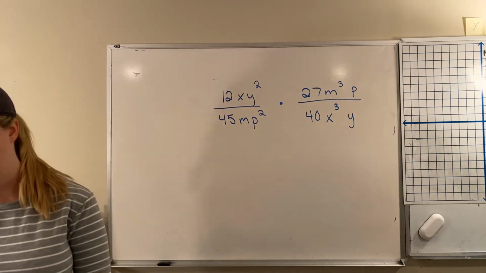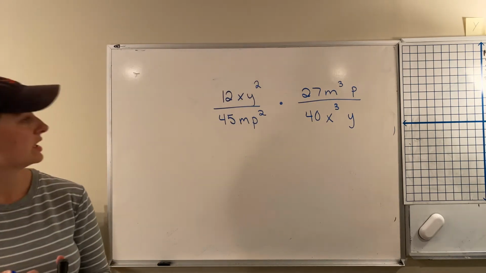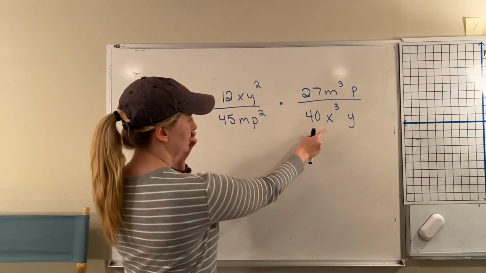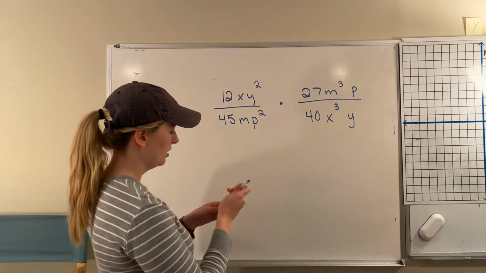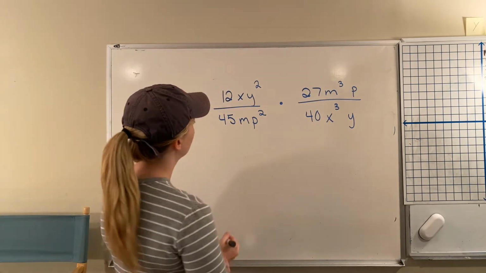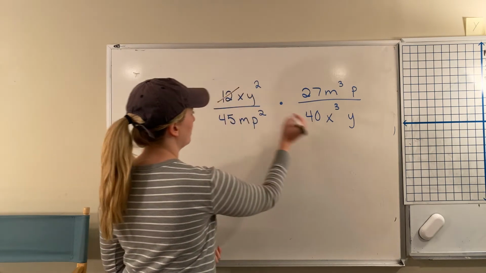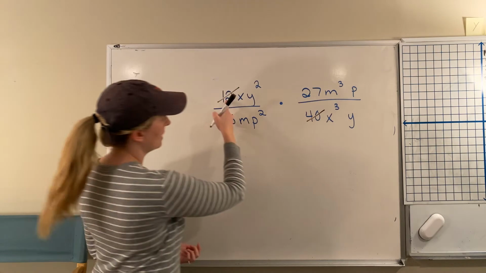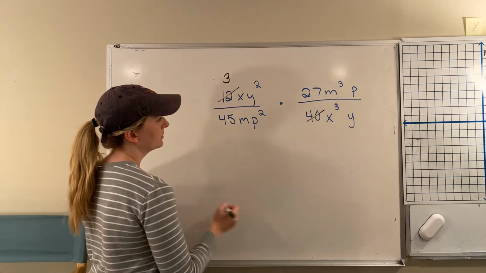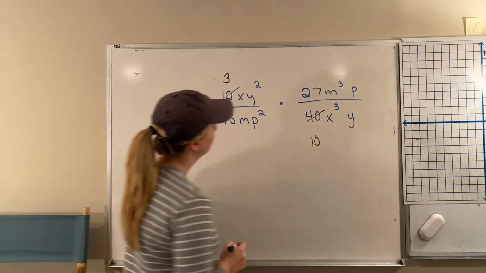And we're going to do the same thing. We're going to look at our cross products and see if there's any cancellations that we can do. So going from our top numerator to our second denominator, we're going to look at our coefficients first. What can be canceled out between 12 and 40? Well, a 4 can. They both share a common 4. If we divide out a 4 from 12, we're left with a 3. If we divide out a 4 from 40, we're left with 10.